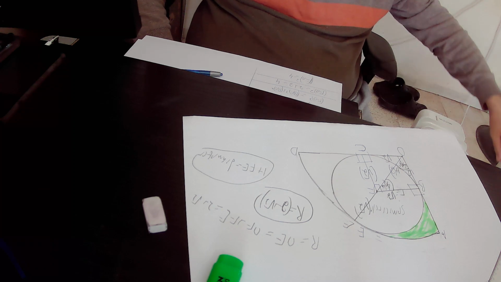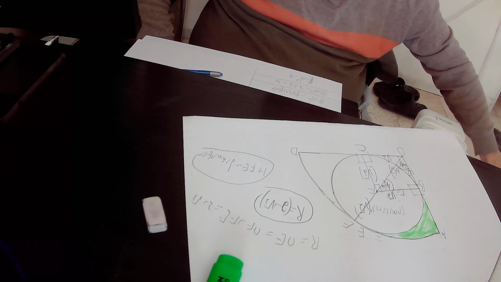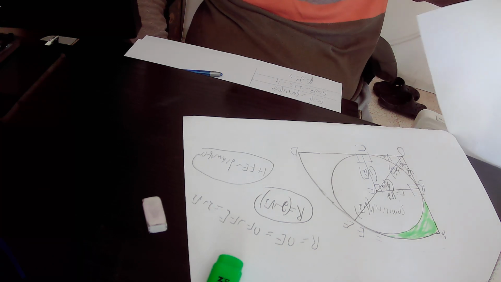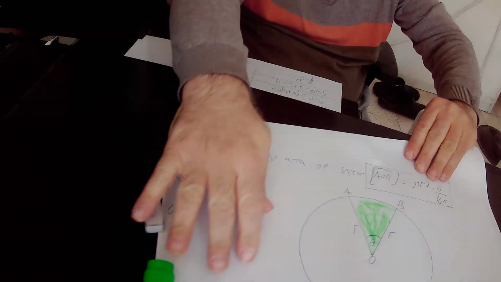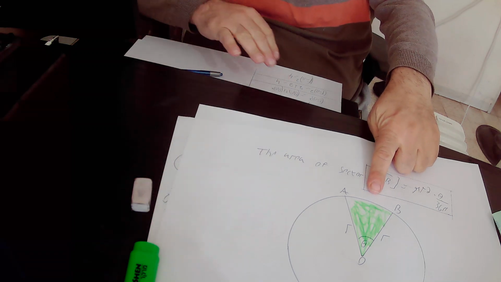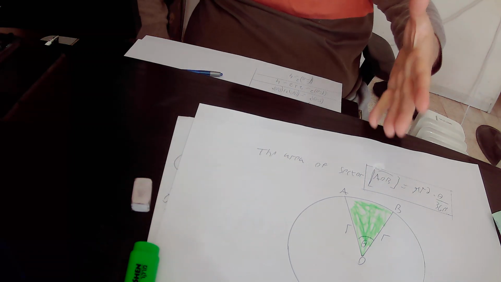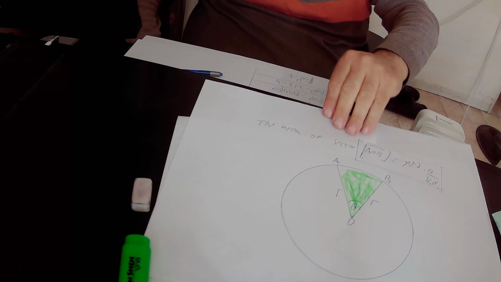Okay. What is the definition of a sector? Here, this green shape is a sector. A sector is part of a circle.